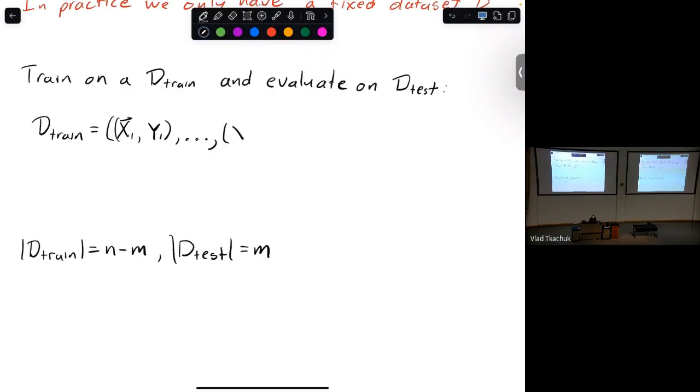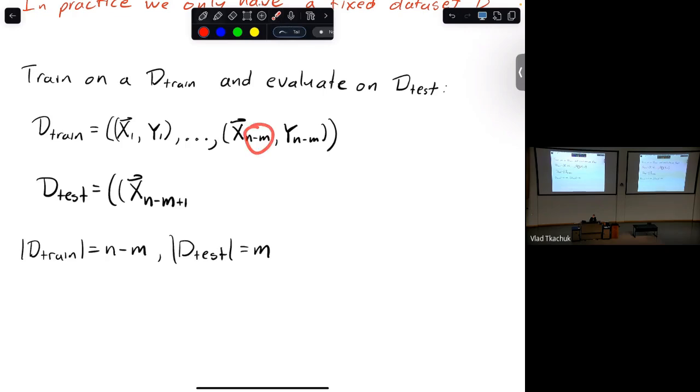And so the training set goes from x1 till xn minus m. And the test set is going to go from n minus m plus 1, right? It's the next point after this, up to xn, yn, which is the last point in our original data set.